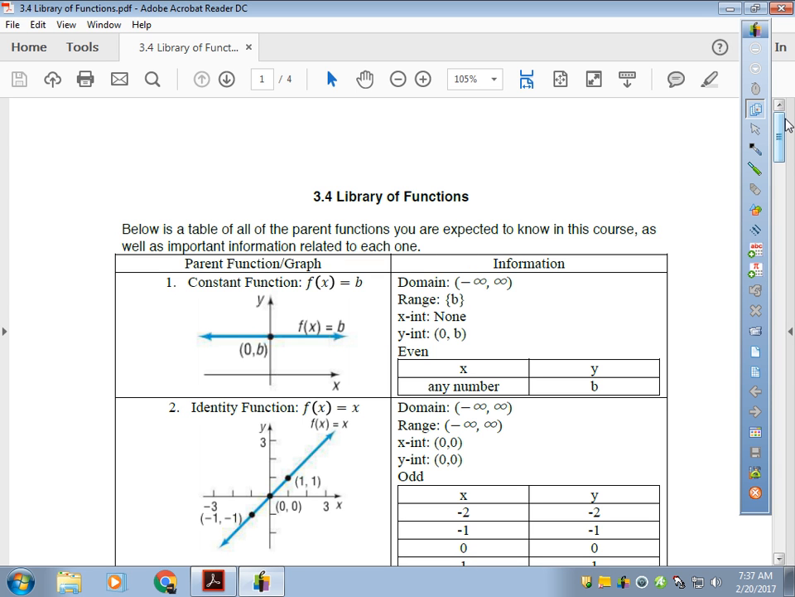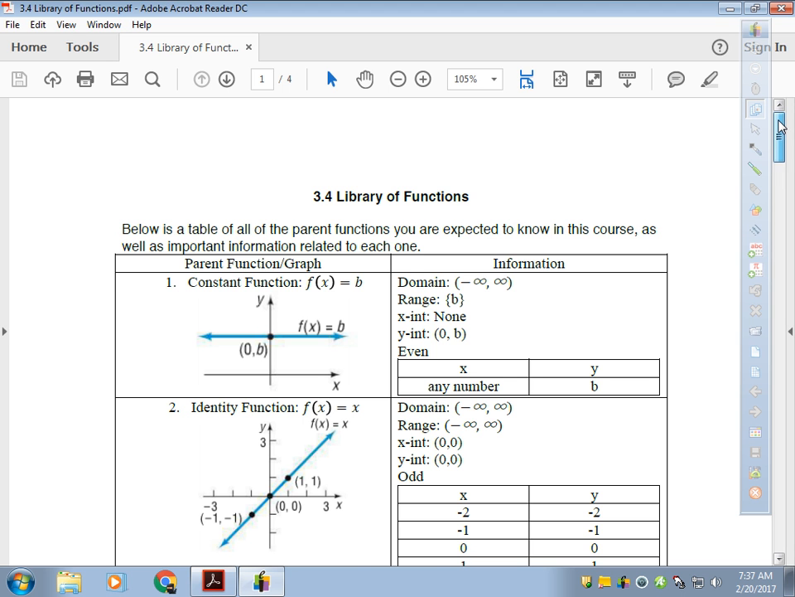So this is 3.4, which is called a library of functions. Most of this section deals with a variety of function types that you need to recognize, that you need to know the parent function and the characteristics of it. So it would be important just to get this stuff in your memory, try and recognize these as best you can.